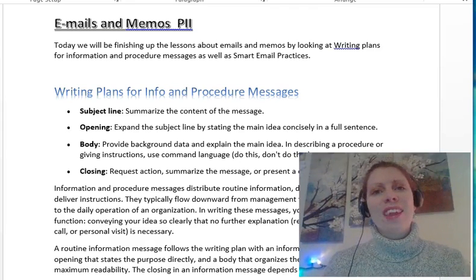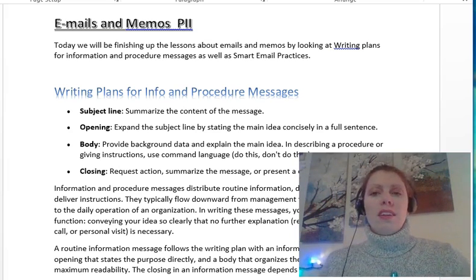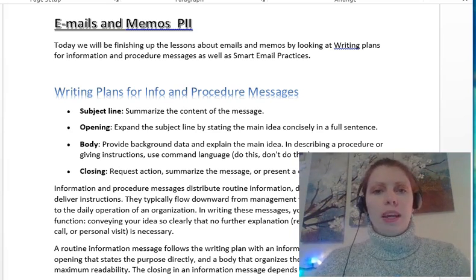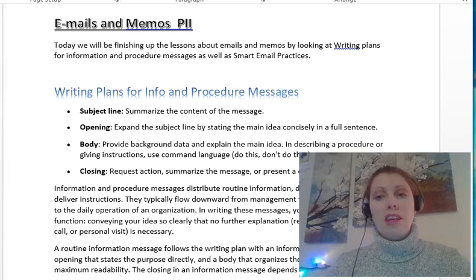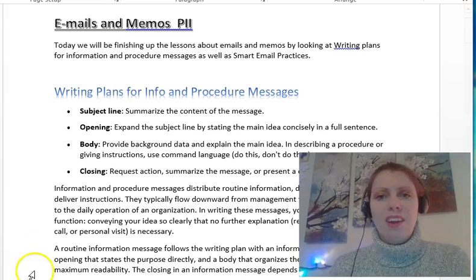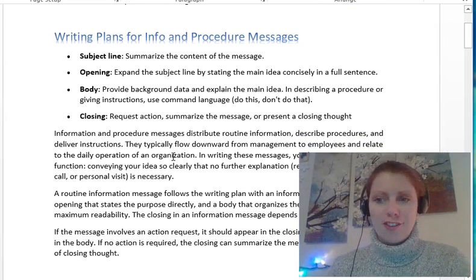Hey guys! So today we will be finishing emails and memos. So this is emails and memos part 2. Today we will be looking at writing plans for information and procedure messages as well as smart email practices. All right, so let's get started with writing plans for information and procedure messages.